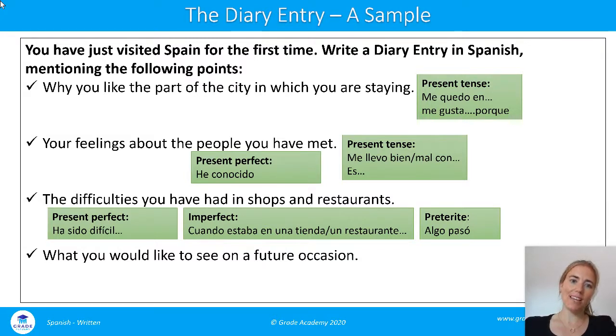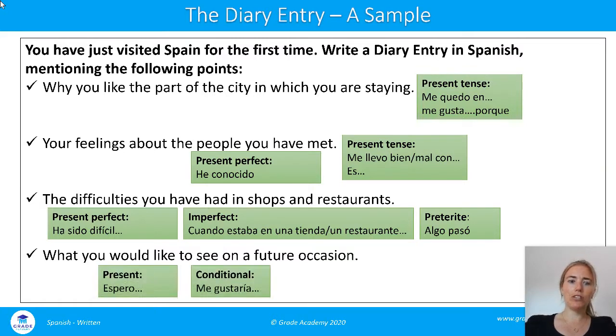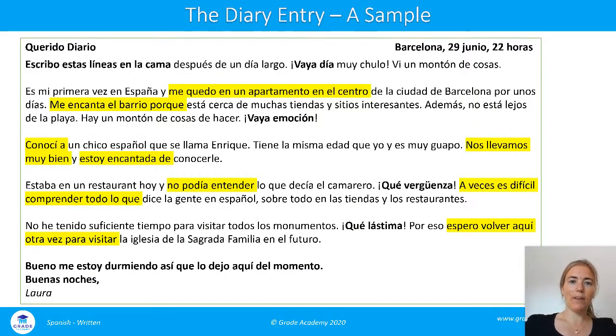And then when you're setting the scene of where you were when something happened, use the imperfect tense, cuando estaba, and then the preterite to say what actually happened in that moment. Algo pasó. So what happened? Then to say what you would like to see in a future occasion, you can use the present with espero or the conditional me gustaría. I recommend you use the conditional here because we've used the present tense already. So let's look at the sample. Remember, this is just a sample, but I've highlighted in yellow the phrases that we needed to say, and I've highlighted in bold the phrases that you can use in any diary entry.